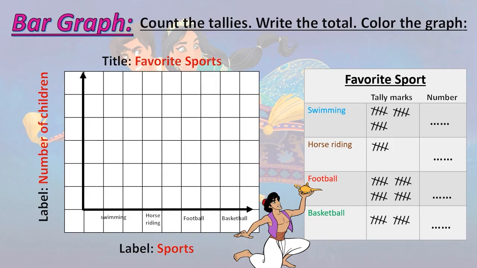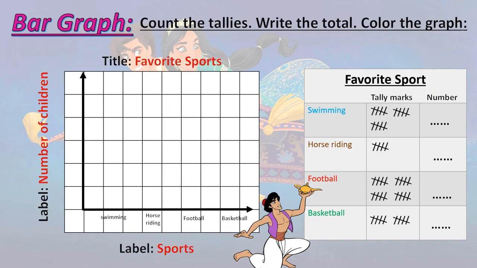Tally marks are recorded individually up to 4: 1 slash, 2 slashes, 3 slashes, 4 slashes, and then we close the group by the 5th one. So it's easy to total. We can count each group as 5.